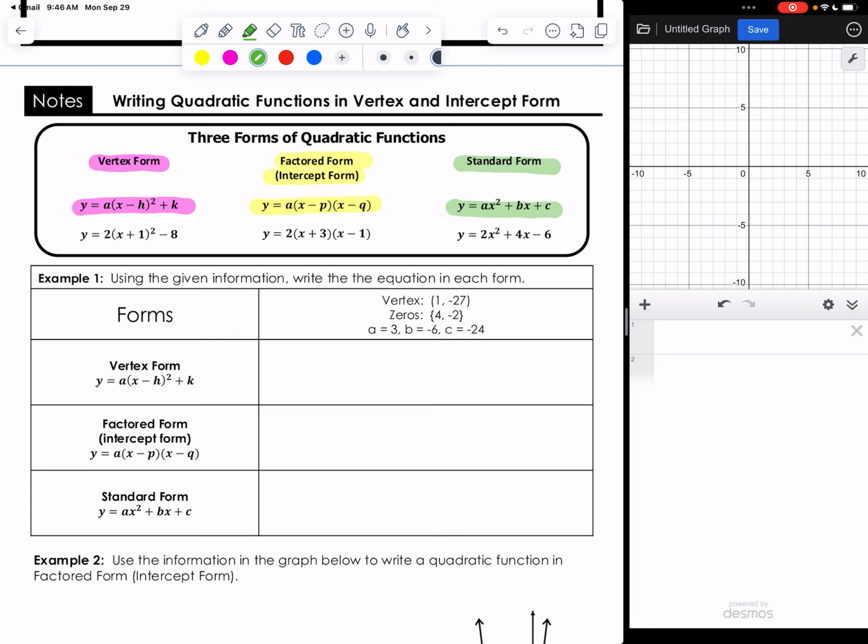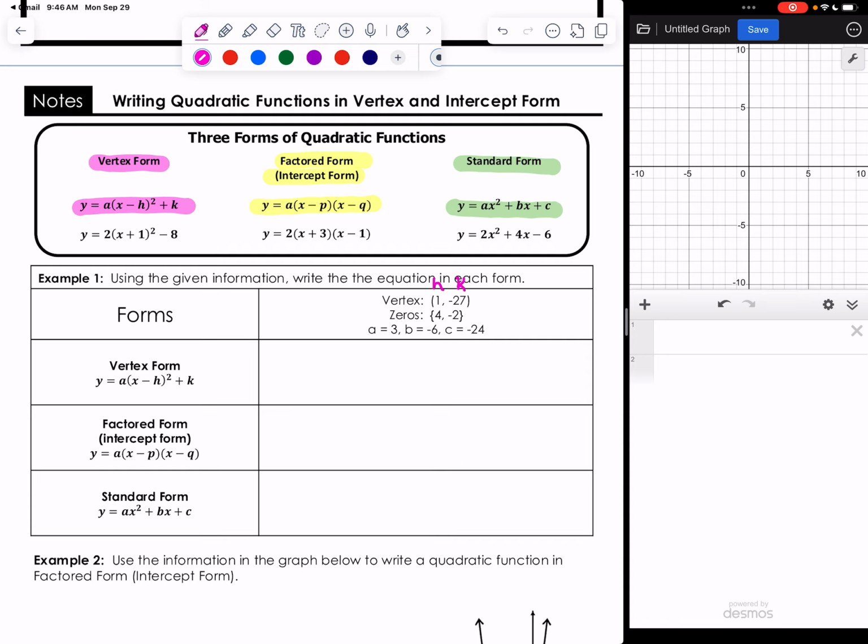Now, in example 1, let's look at an example of these three different forms in action. It says, using the given information, write the equation in each form. So our given information is, we know the vertex is (1, negative 27). So I'm going to put an h and a k above the 1, negative 27, because that's our vertex. And we use the variables h and k to describe the vertex of parabolas.